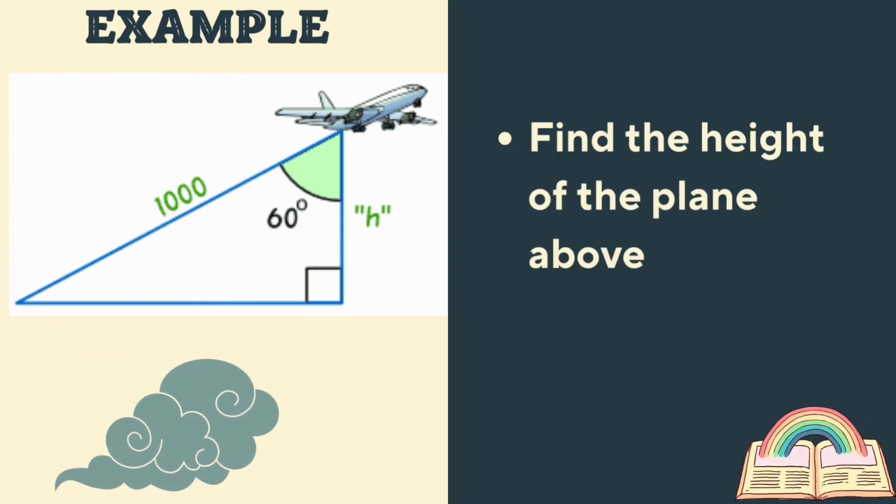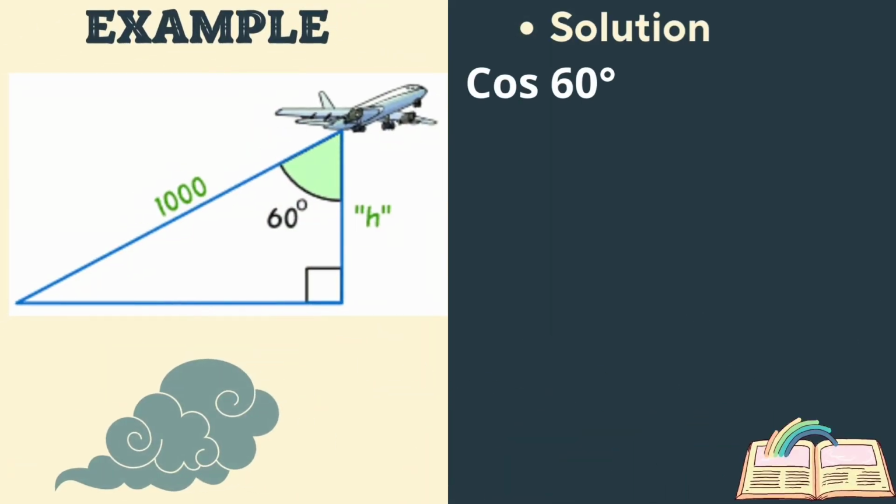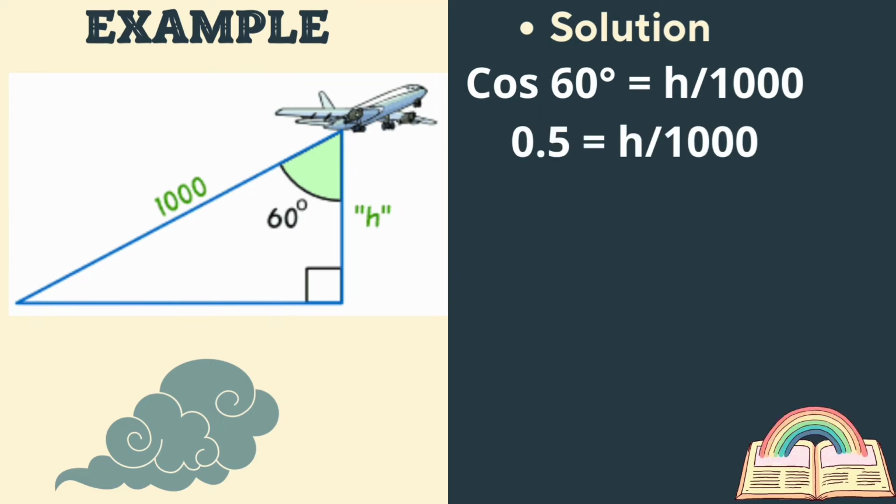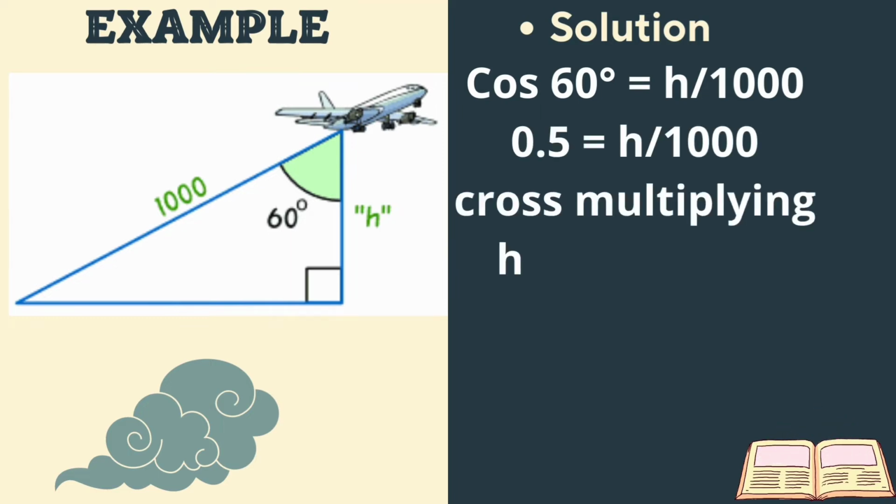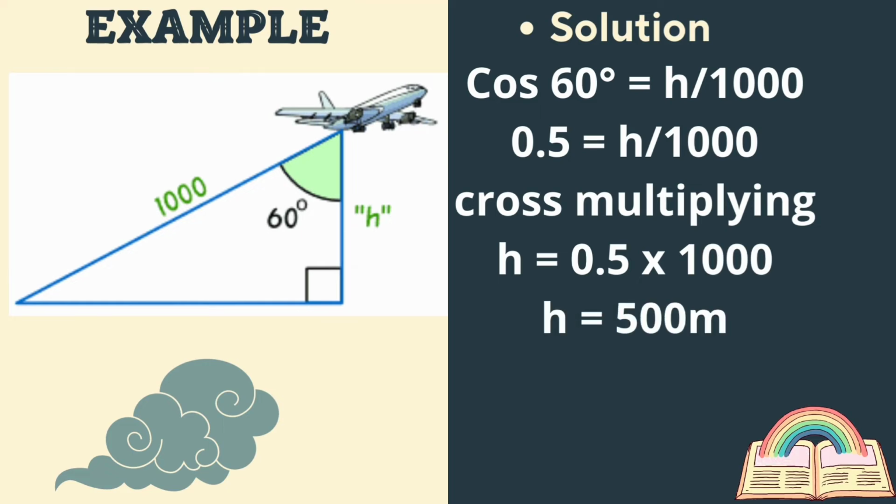Let's take another example. You are told to find the height of a plane that is h above the ground level. We are to find the perpendicular height of the airplane. In this particular question, the first thing you do is to identify which of the trigonometric ratios you are going to use. In this case, we are given the hypotenuse while we are looking for the adjacent, and so we are going to use cos. The cosine of 60 degrees is equal to the adjacent, which is h, all over the hypotenuse, which is 1000.